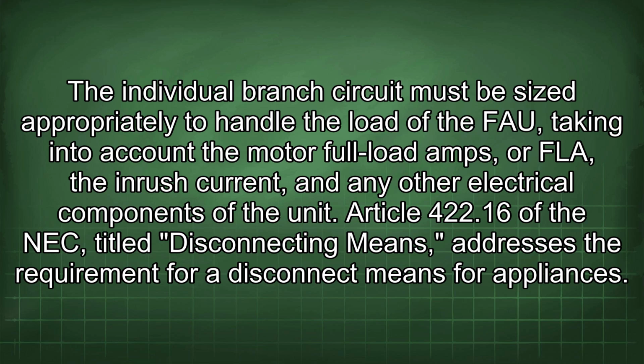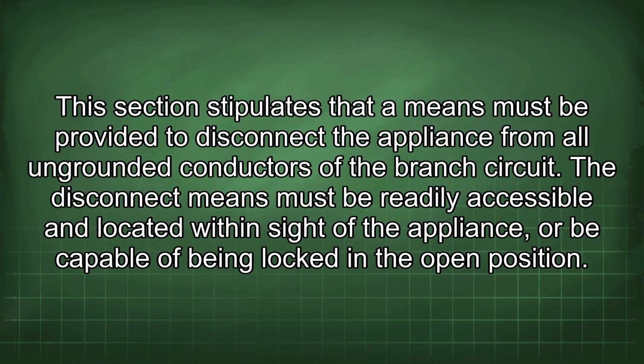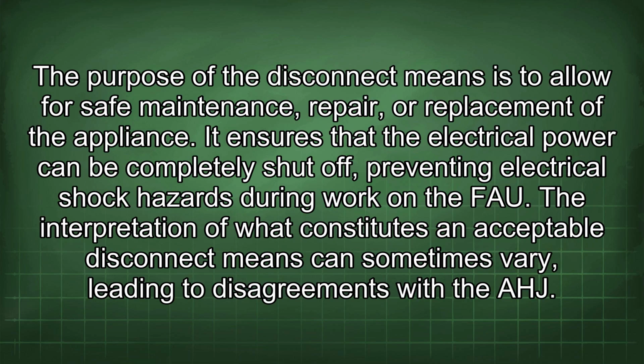Article 422.16 of the NEC, titled Disconnecting Means, addresses the requirement for disconnect means for appliances. This section stipulates that a means must be provided to disconnect the appliance from all ungrounded conductors of the branch circuit. The disconnect means must be readily accessible and located within sight of the appliance, or be capable of being locked in the open position. The purpose of the disconnect means is to allow for safe maintenance, repair, or replacement of the appliance. It ensures that the electrical power can be completely shut off, preventing electrical shock hazards during work on the FAU.